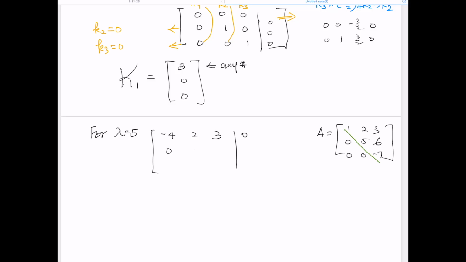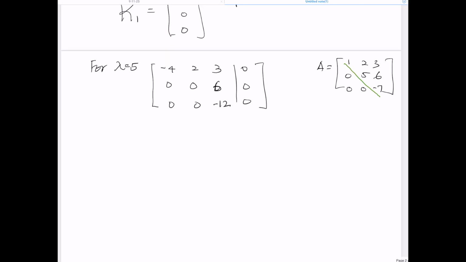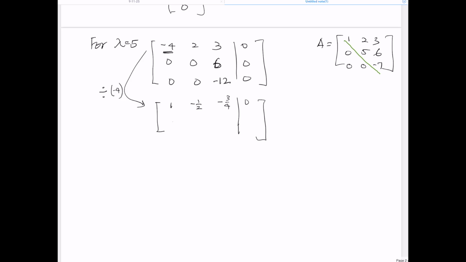5 minus 5 is 0, and 6, we have a 0, and 0, 0, negative 7 minus 7 is negative 12... and 0. Now from this, we need to make this guy to be 1. So we want to divide the whole row by negative 4. Then we have 1, negative 1 over 2, negative 3 over 4. And then second row, if you divide by 6, we have a 0, 0, 1, 0. Divide by negative 12, 0, 0, 1, 0.